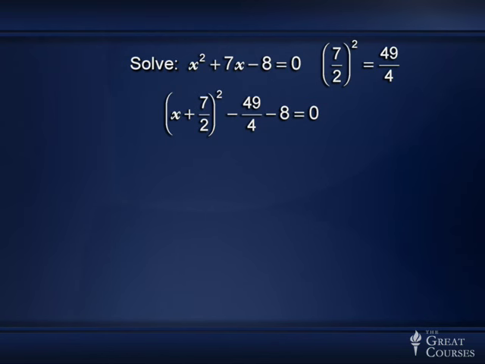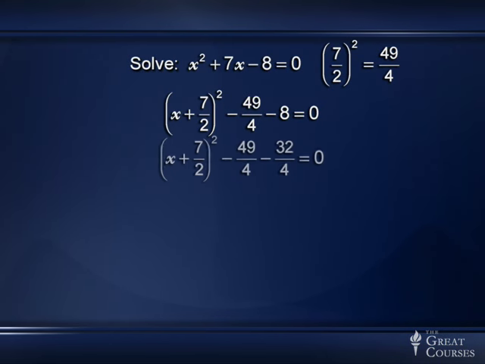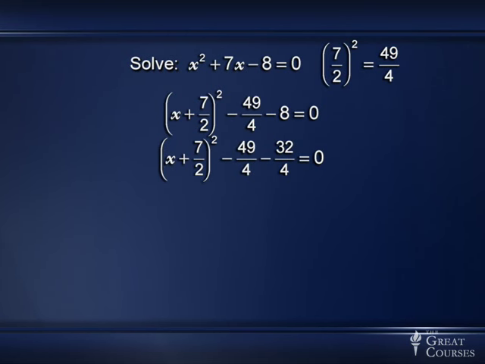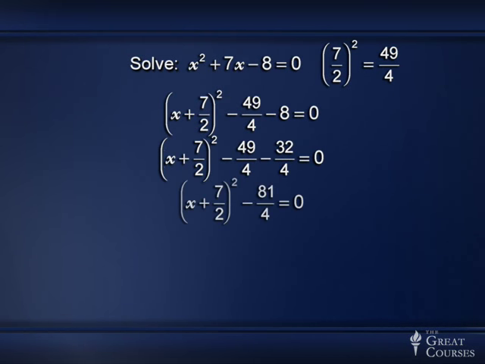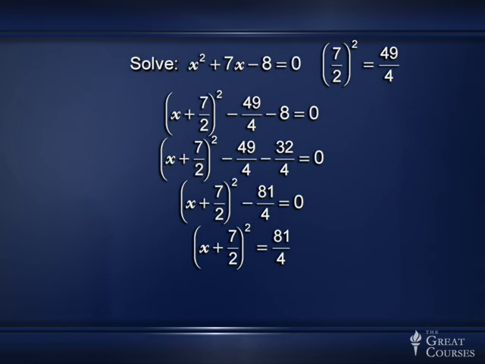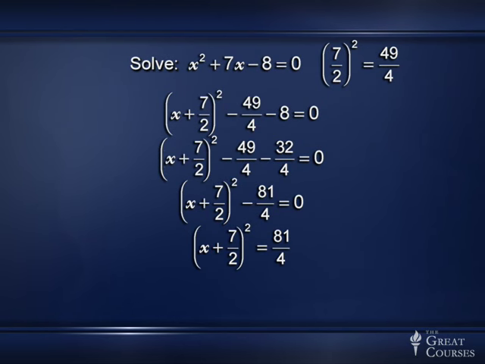Let's get a common denominator for those last two pieces, 49 over 4 and the 8. That common denominator is going to be 4, and that's going to give you x plus 7 halves squared minus 49 over 4 minus 32 over 4 equals 0. And the 49 over 4 with the 32 over 4 are going to combine to give you 81 over 4, so that you'll have x plus 7 halves squared minus 81 over 4 equals 0. Adding 81 over 4 to both sides gives me x plus 7 halves squared equals 81 over 4.